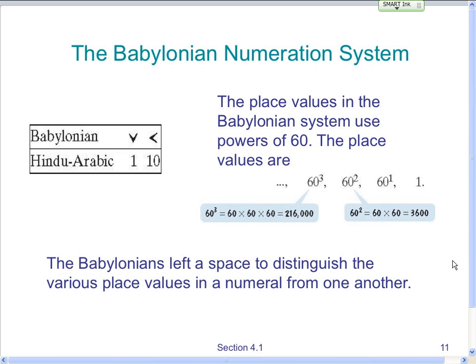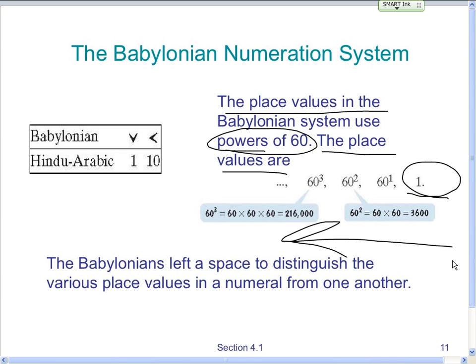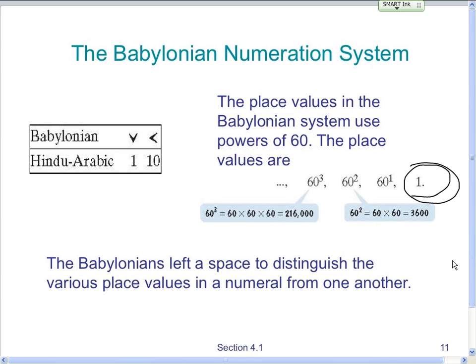All right. Now, the place values in the Babylonian system, you know how we use powers of 10? They use powers of 60. Don't ask me why they chose 60. I really don't know. So the place values, we always start with the right-hand side and we work our way left. So just like us, the first place is 1. It's the ones place. So they would represent anything that's in the first place by 1.